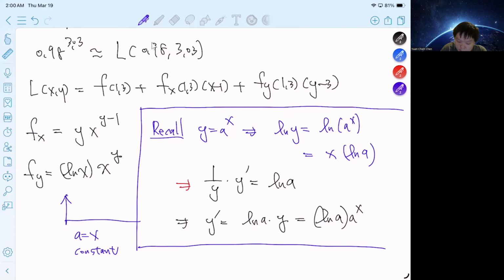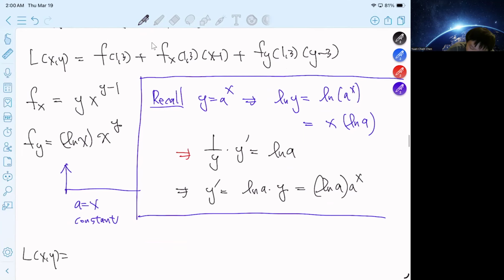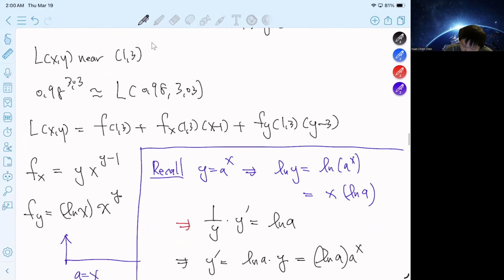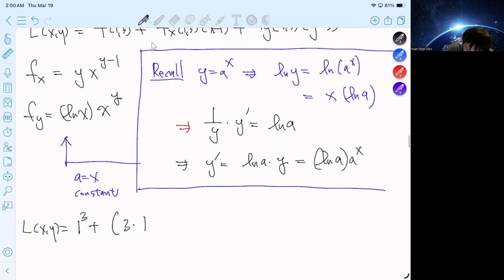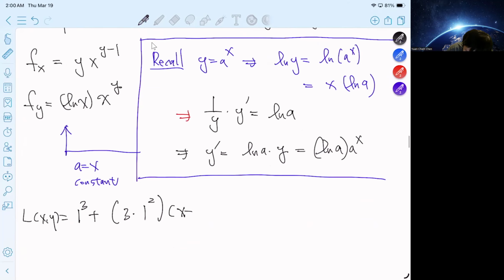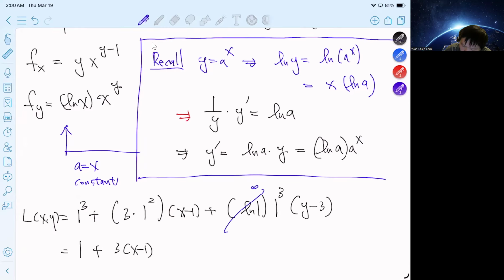With this, we can finally happily write our linearization. L(x,y) will just be f(1,3), which is 1 to the power 3, plus f_x, which is 3 times 1 to the power 2, times (x minus 1), plus log 1 times x to the power y times (y minus 3). So this will just be 1 plus 3(x minus 1), and log 1 is 0, so everything after that is 0. So it'll be 1 plus 3x minus 3, which is 3x minus 2. This is my L(x,y).